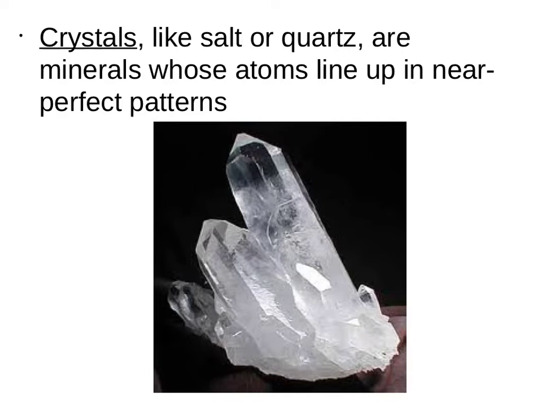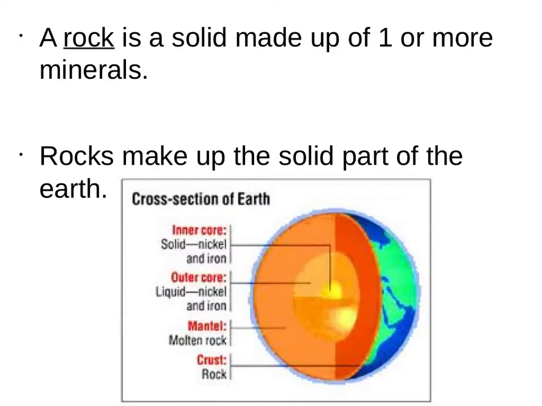But it does mean that it follows a regular pattern on the atomic level, and most of the time that regular pattern also appears as some kind of regular pattern that we can see with the eye on a larger scale, like this quartz rock that you see in front of you. So, a rock is a solid made up of one or more minerals. To get this straight, all crystals are minerals, but some minerals are not crystals. And all minerals are rocks, but many rocks are made up of more than one type of mineral.